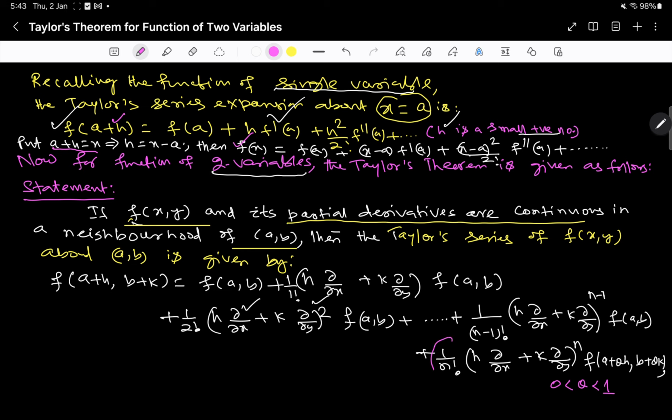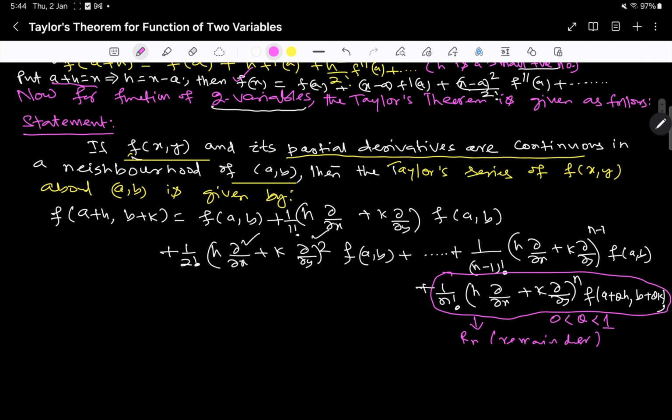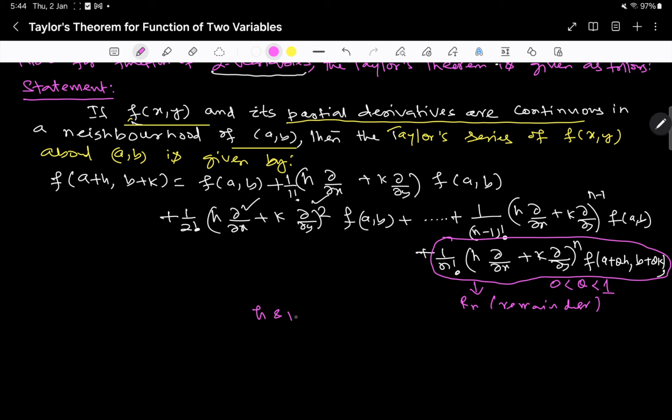Now this term is your R n, the remainder term. Here h and k are small positive numbers, very small positive numbers that may tend to 0. So R n is the remainder after n terms.